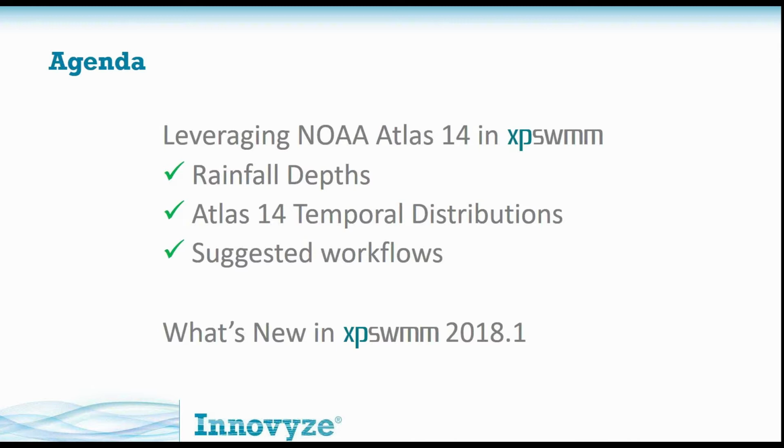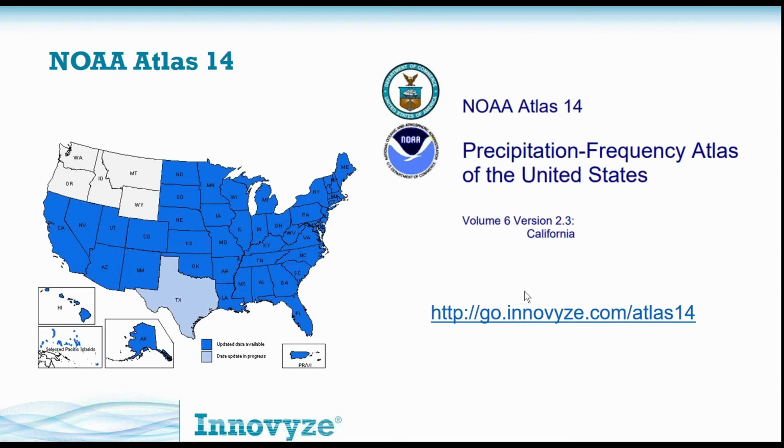But let's kind of start with NOAA Atlas 14. Just what is it? What does it cover? And cover a little bit of why it's important. So NOAA is the National Oceanic and Atmospheric Administration. And they've published Atlas 14 for most of the continental United States.